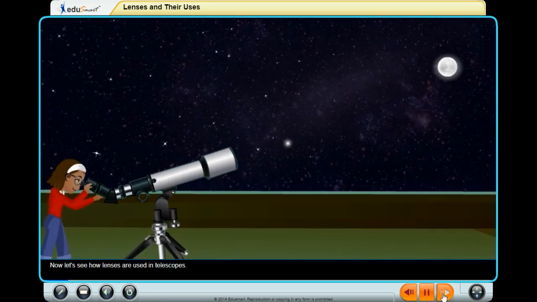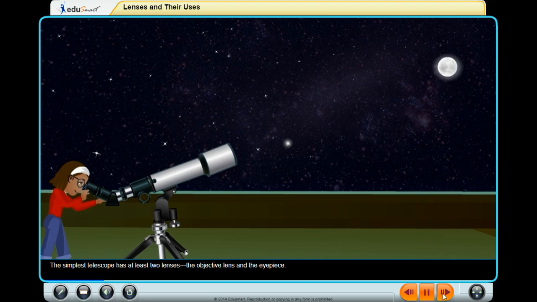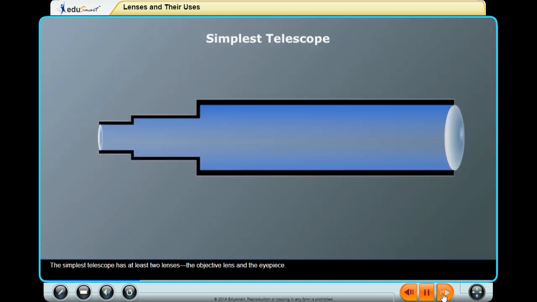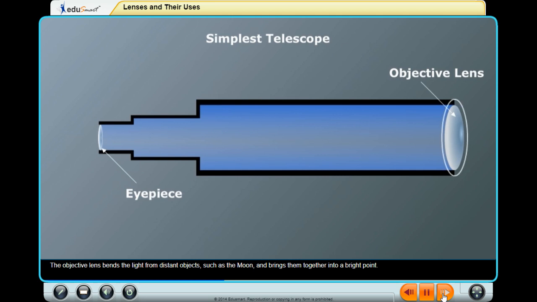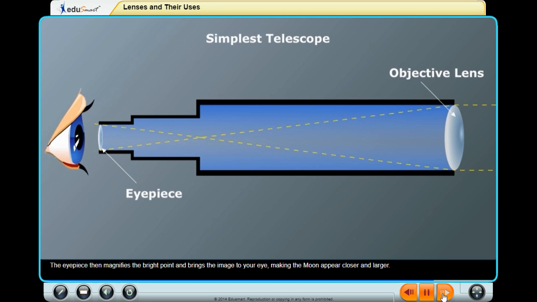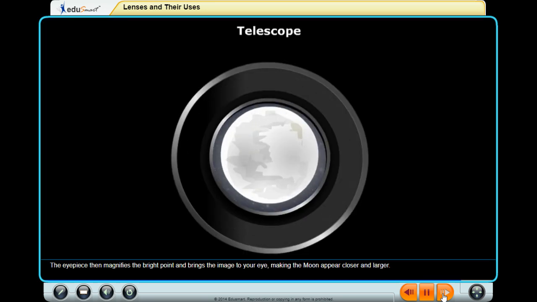Now let's see how lenses are used in telescopes. The simplest telescope has at least two lenses, the objective lens and the eyepiece. The objective lens bends the light from distant objects, such as the moon, and brings them together into a bright point. The eyepiece then magnifies the bright point and brings the image to your eye, making the moon appear closer and larger.